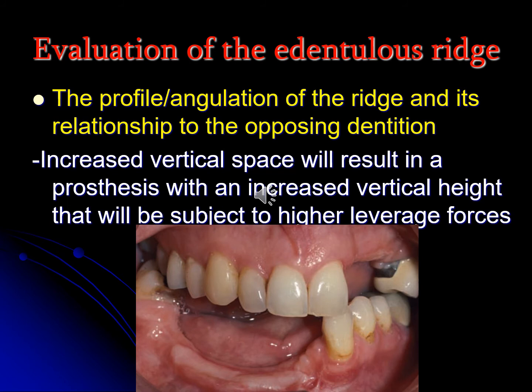If we insert our implant, the final prosthesis will be very long. This will affect the biomechanics of this case and will result in failure of the implant or overload of the implant. In this case, we should build the bone. We should graft the resorbed bone before we place the implant, to have ideal or enough vertical space, not increased vertical space and not decreased vertical space.